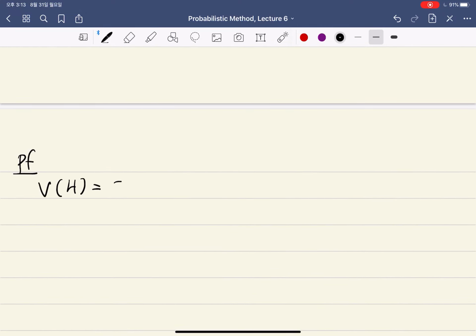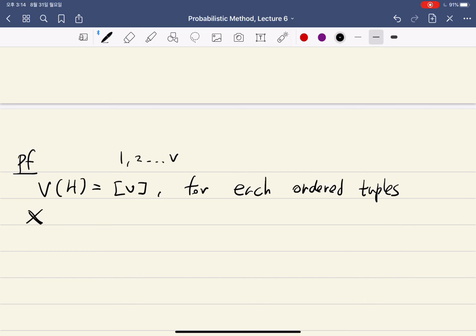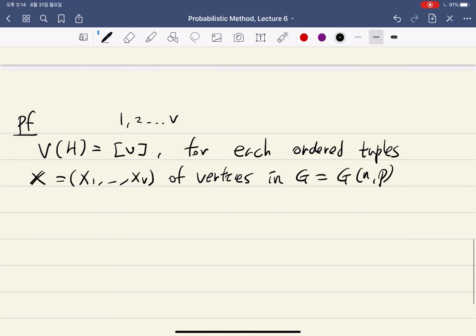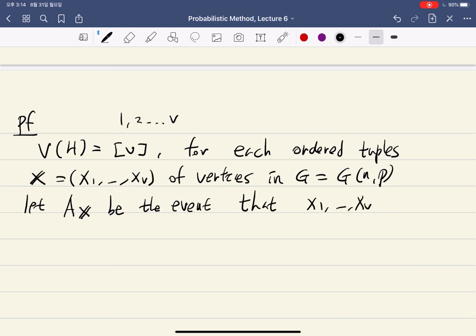Let's say the vertices of H are 1 to v, and for each ordered tuple x1 to xv of vertices in G(n,p), we let A_x be the event that this x1 to xv actually provides a copy of H in that order.